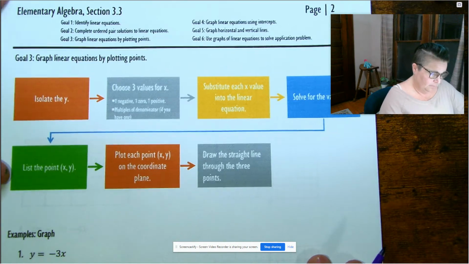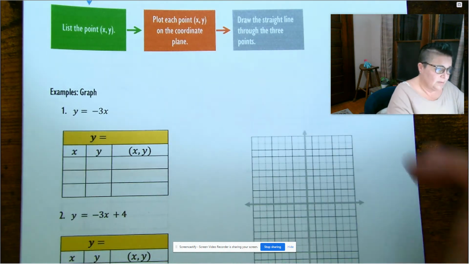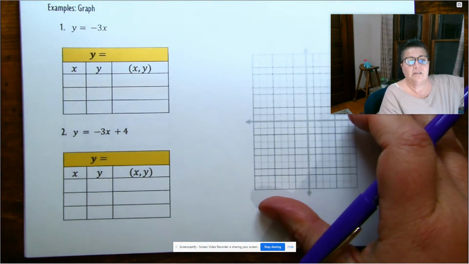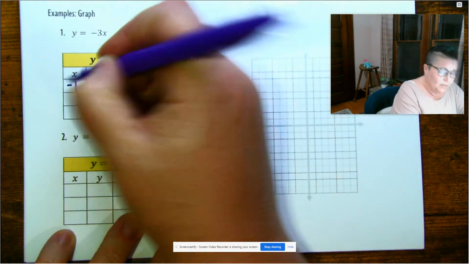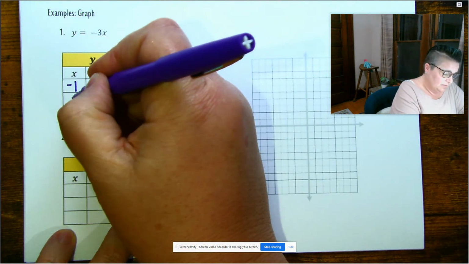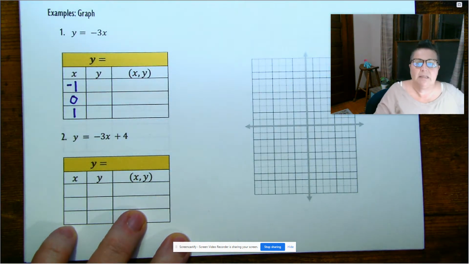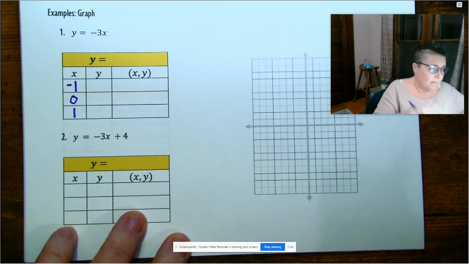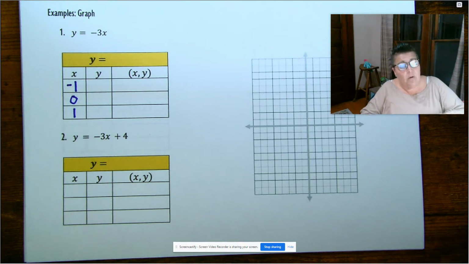What does this look like? Well, if you've already got the y isolated, such as y is equal to a negative 3x, your y is already solved for, so you really just need to pick 3 x values. The first x value should be negative, like a negative 1. The second x value can be 0, and then a positive x value. This is perfectly fine. Don't make the numbers too hard. You get to pick. Mathematically, we like to see what's happening in the negative numbers. We like to see what happens at 0, and we like to see what happens with the positive numbers. That's why I'm choosing a negative 1, a 0, and a 1.